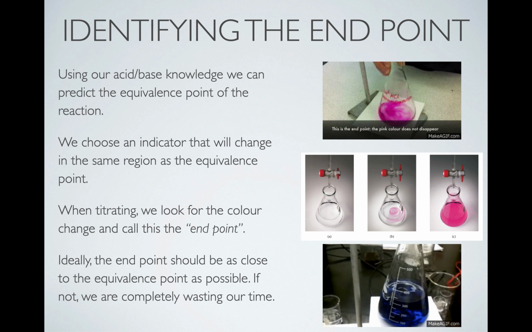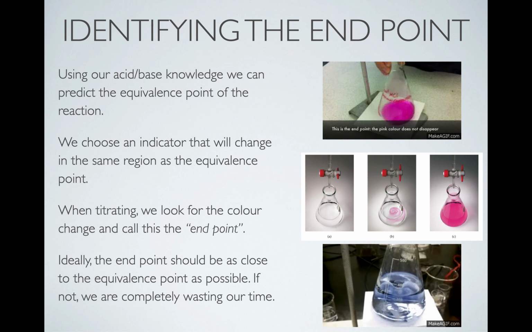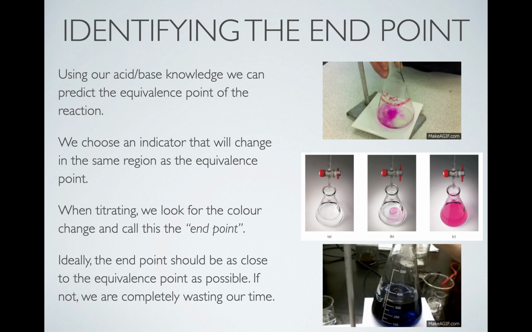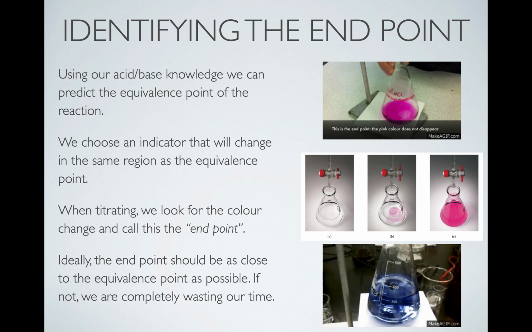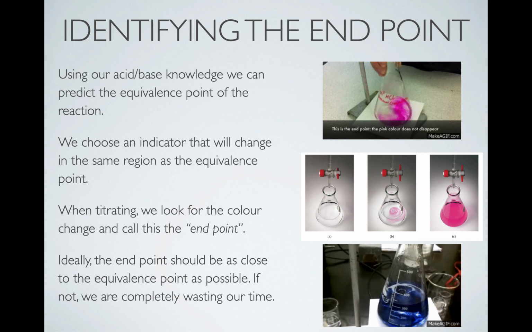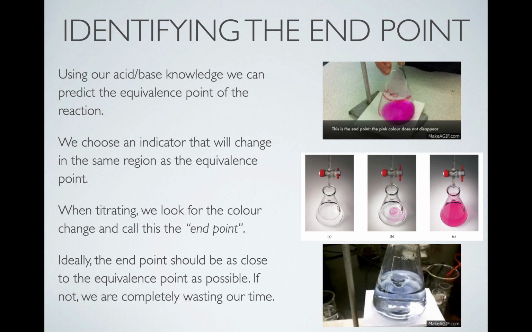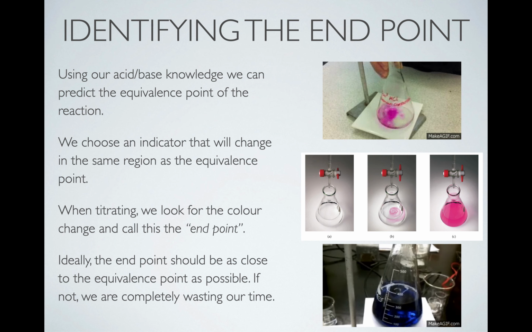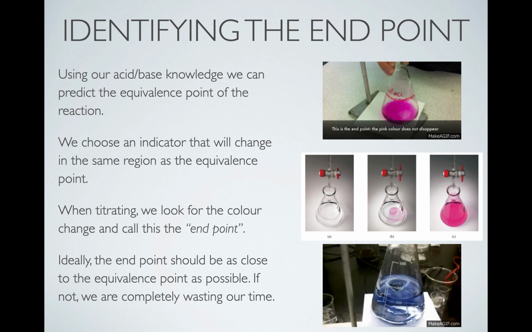So when your indicator turns color, we call that the endpoint. And the idea is you want that endpoint to be as close as possible to the equivalence point. Okay, we'll talk about the difference more, and you'll see it in graphs where they're not as accurate as they can be, where they don't meet up.